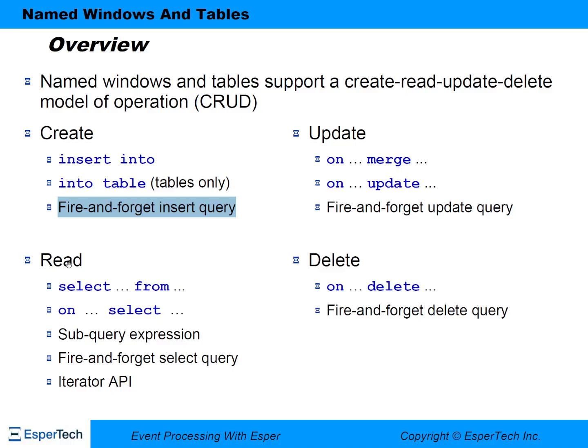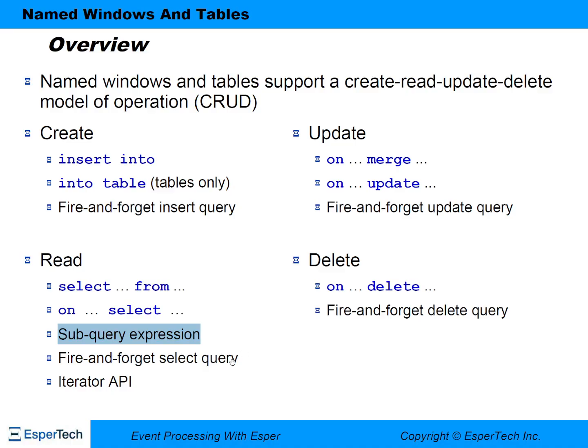For reading from a named window or table, the below are the options. A select can list named windows and tables in a from clause, including for joins. An on select is very much like a join, and selects from a named window or table. A subquery is an expression that can be used where expressions are allowed. Therefore a subquery can be used pretty much anywhere, such as, for example, the select clause, or the where clause or the group by clause.